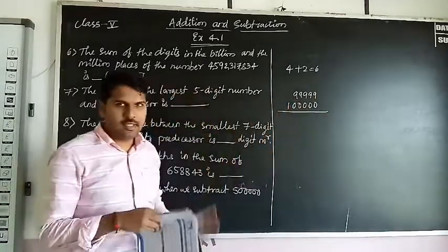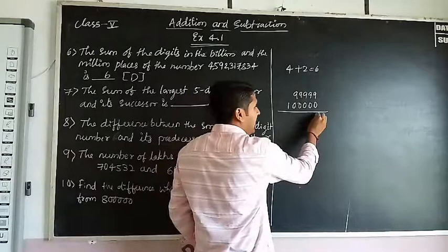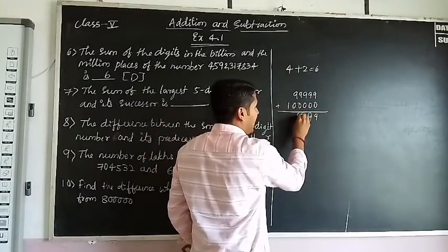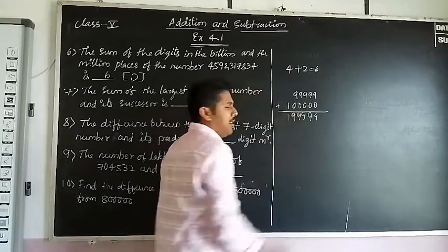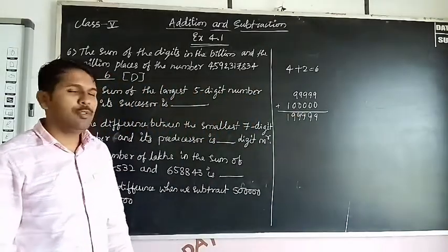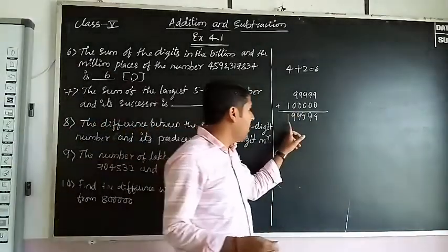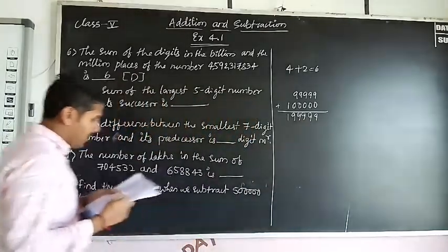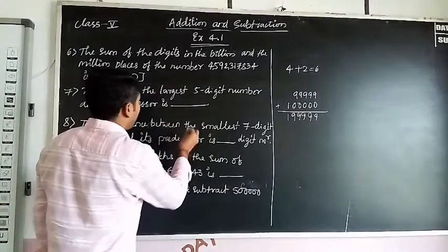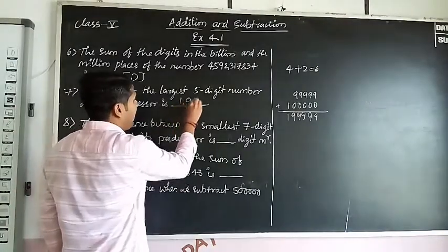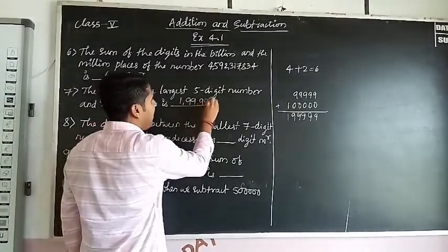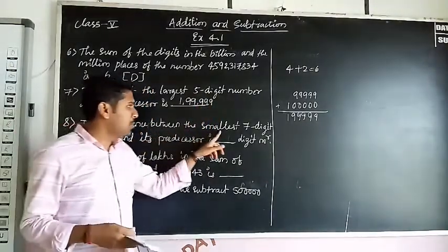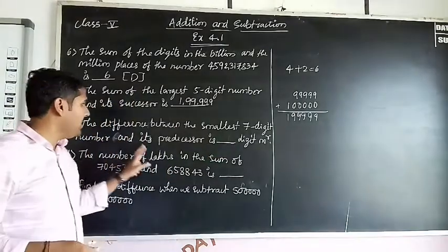So the sum they ask, add 9 plus 0, 9, again 9, 9, 9, 9, 10. Sorry, 1. So what will we get as the answer? 1,99,999. So what is the answer? Option D, 1,99,999.